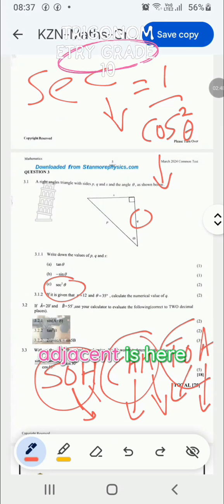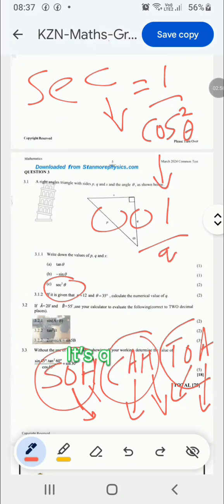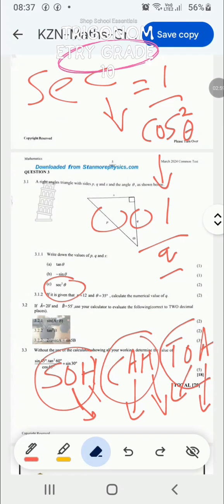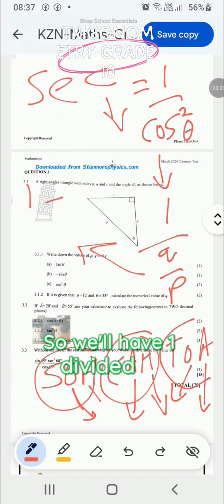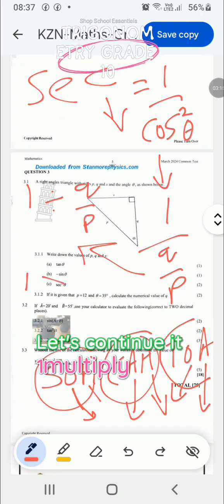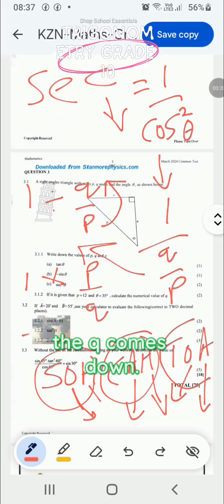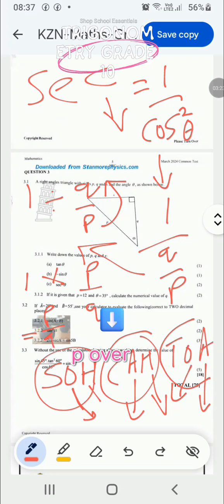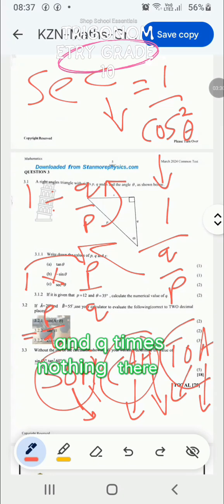Adjacent is here. And hypotenuse is always the slanted side. So we have 1 over cos, which is Q over P. Let me continue it here. So we'll have 1 divided by Q over P. Let's continue: 1 multiplied by the flip. The P goes up, the Q comes down. Our final answer is P over Q, because 1 times P is P and Q times nothing there is Q.